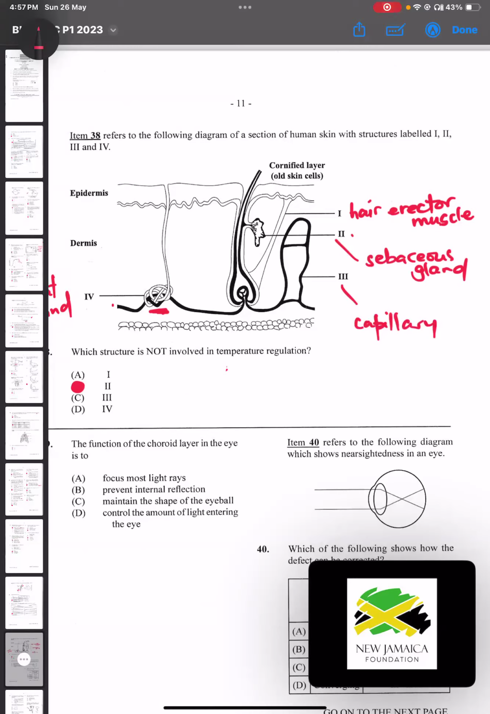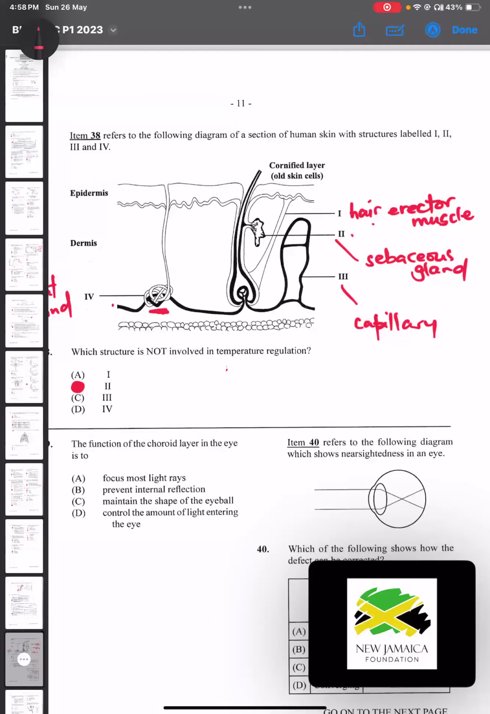The blood capillary is involved in temperature regulation because you do vasodilation, where you widen your blood vessels, you send more blood to the skin, and you are able to cool down that way. That's why sometimes if you are exercising, or if you're hot, you tend to look flushed, because your body is sending more blood to the skin.